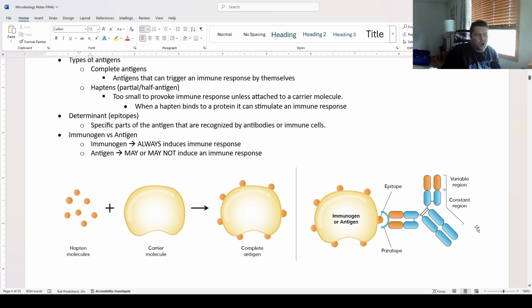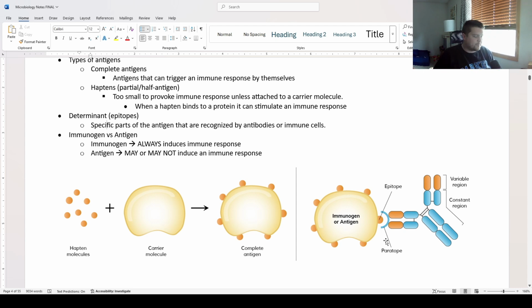This is the shape of the antibody. The antibodies have a constant region, which means that's all kind of the same. And then variable regions, these are built to recognize specific epitopes. So we have our antibodies or immune cells that have these variable portions. They recognize the epitope, and then they respond to it specifically.